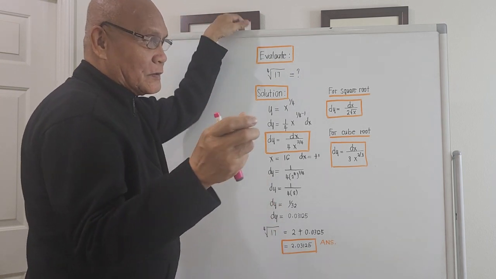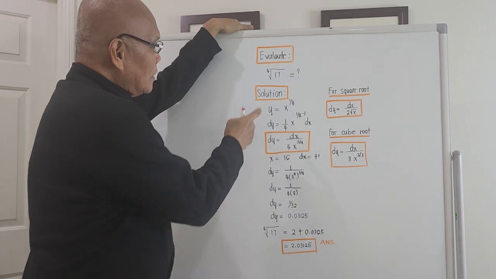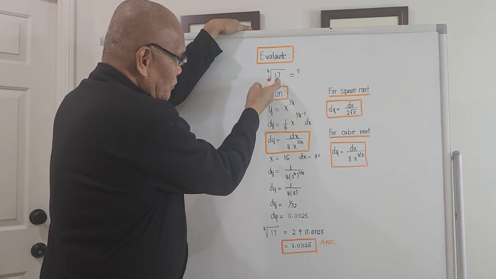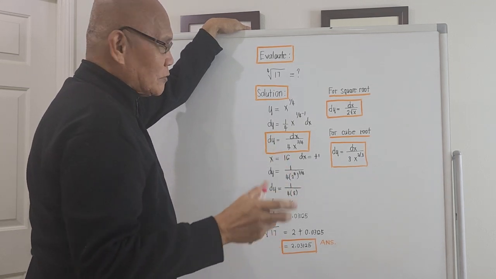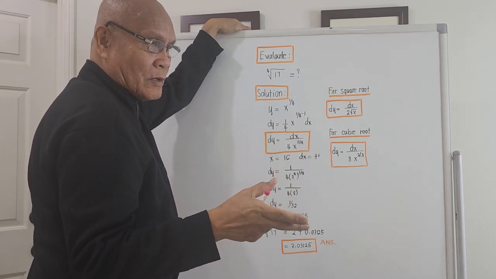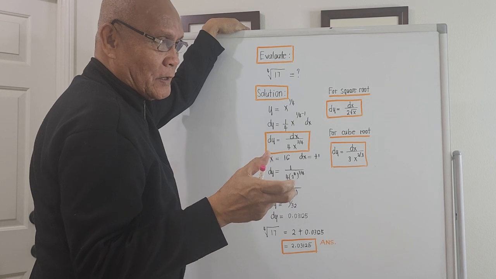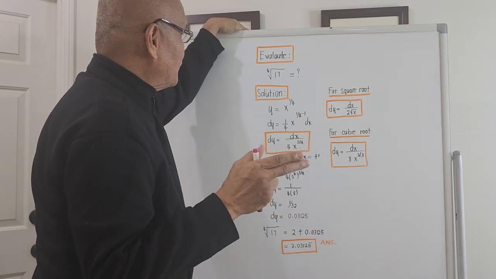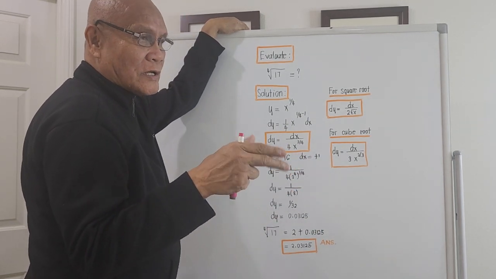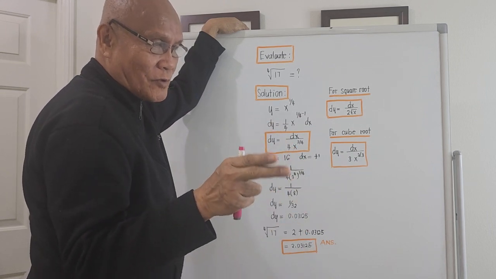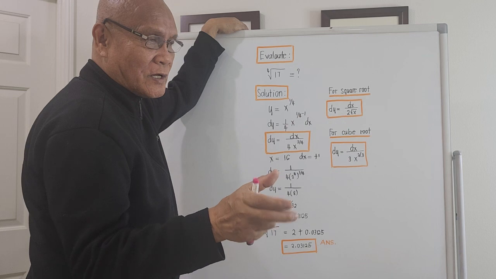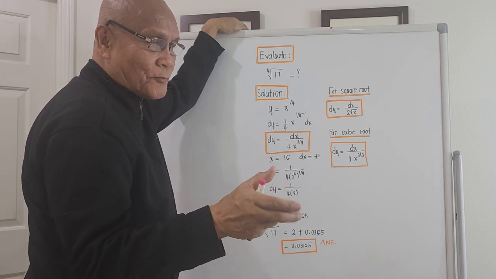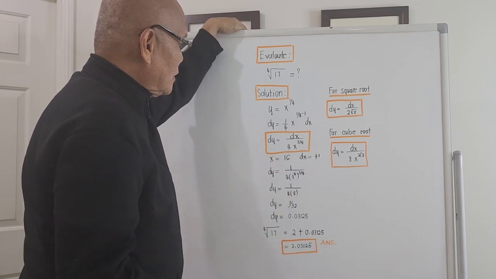Okay, this will be the problem. What will be the fourth root of 17 equal to? I will try to bring up the solution. The increment in the fourth root was actually derived from differential calculus. So I will show you how that increment in the fourth root was derived.